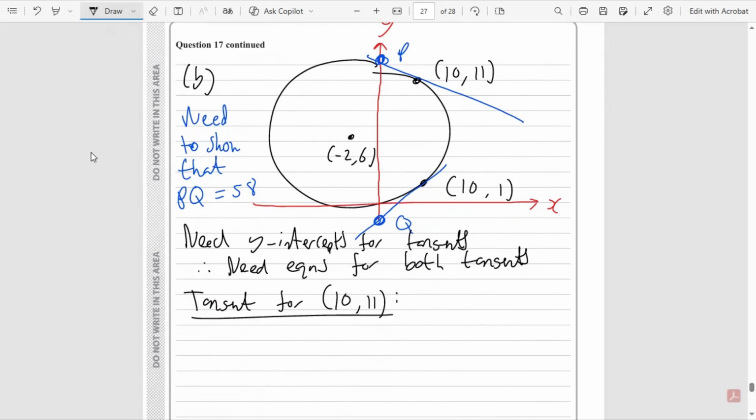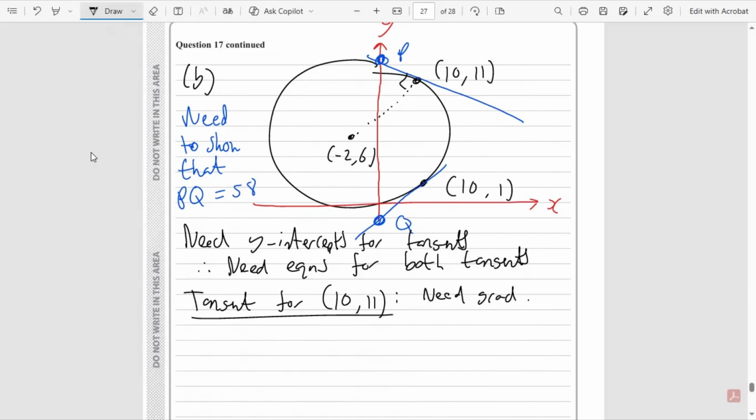Now, obviously, to work out the equation of a straight line, you need the gradient. So we need the gradient of the tangent. If you know your circle theorems, you'll know that the tangent is perpendicular to the radius. So you've got a radius there, and these lines are perpendicular.